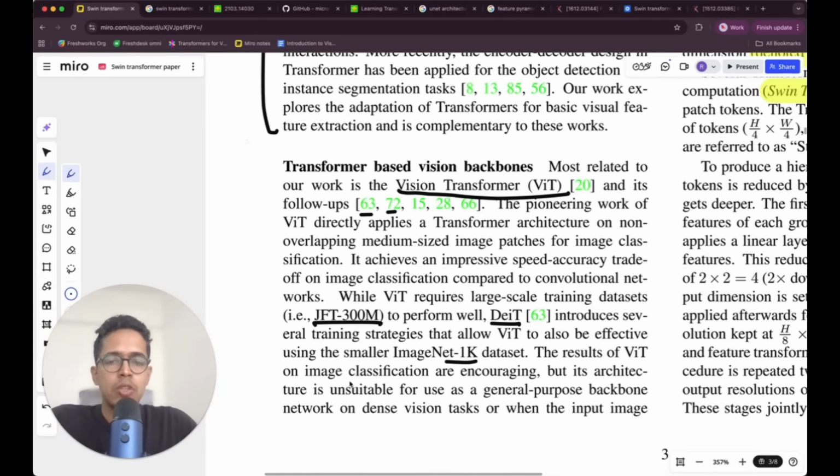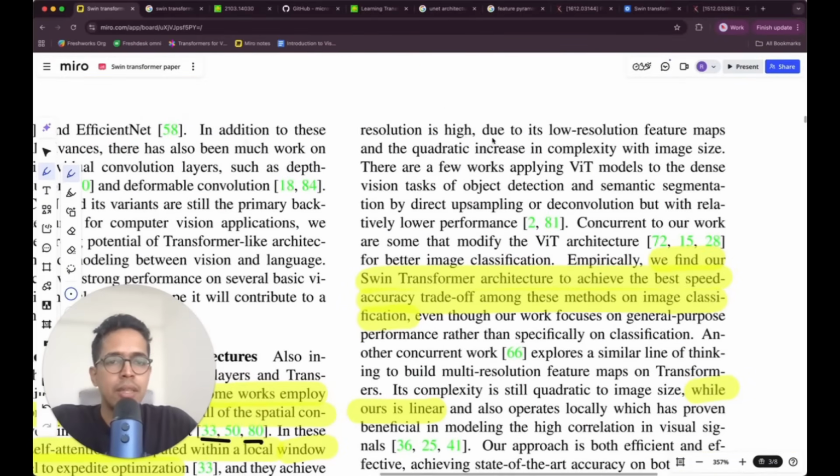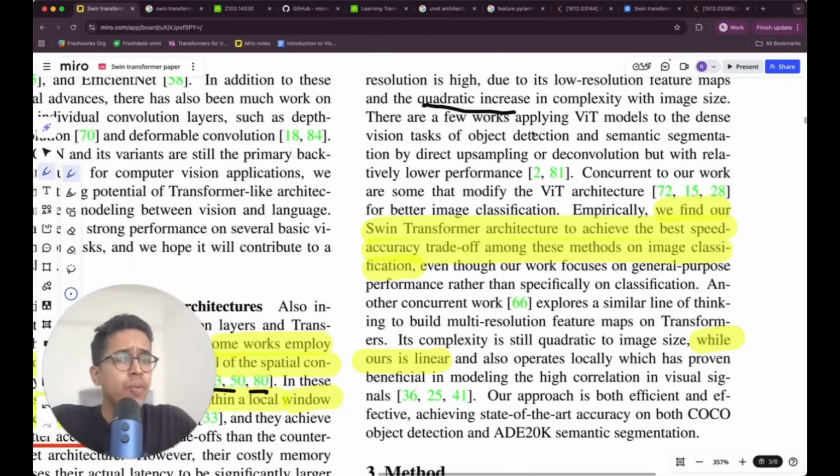The results of vision transformer on image classification are encouraging, but its architecture is unsuitable for use as a general purpose backbone network on dense vision tasks, or when the input image resolution is high, due to its low resolution feature maps and quadratic increase in complexity. We know this. There are a few works applying vision transformer models to the dense vision tasks of object detection and segmentation by direct upsampling or deconvolution, but with relatively lower performance. So here they are mentioning a couple of works which use vision transformer for denser tasks.